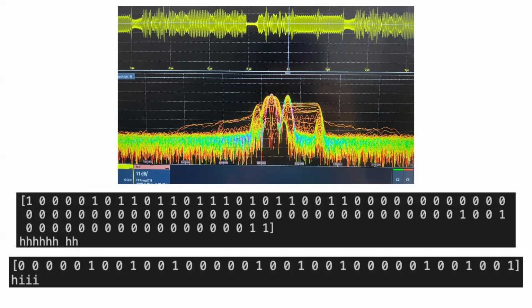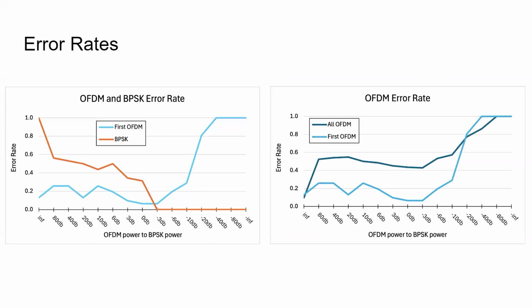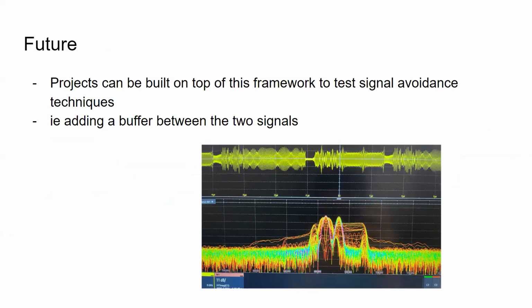We still get our message "hi", but for our OFDM, we get some garbage, because there's some interference between the two signals. Specifically, BPSK is mostly unaffected until the OFDM is around the same power level, and OFDM is mostly unaffected until the BPSK is around 2 times greater than the OFDM. In the future, this framework that I built can be used to test different signal avoidance techniques. One simple example is just adding a buffer between the two signals.